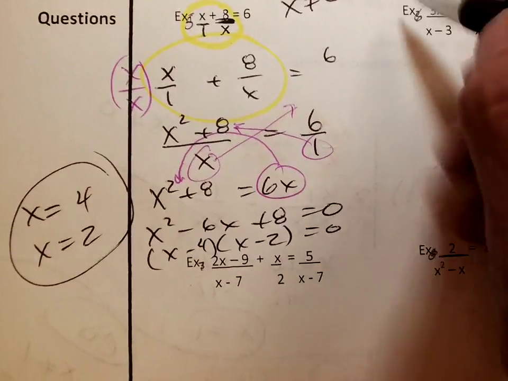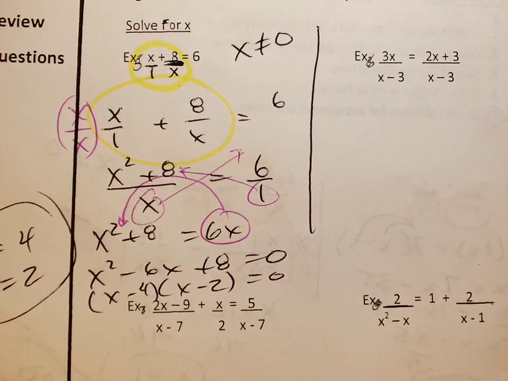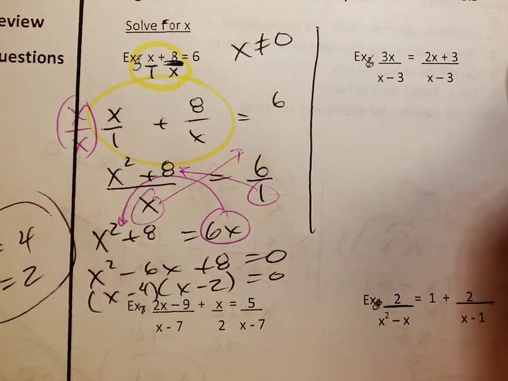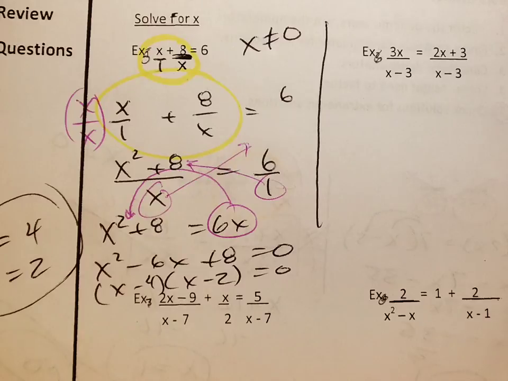Okay, example 6. Looks pretty easy, right? Cross multiply, you guys agree? What can x not equal? 3. Now, I don't really want to cross multiply. You don't need to. If I cross multiply, it's more work than I have to do. You know what I'm going to do?